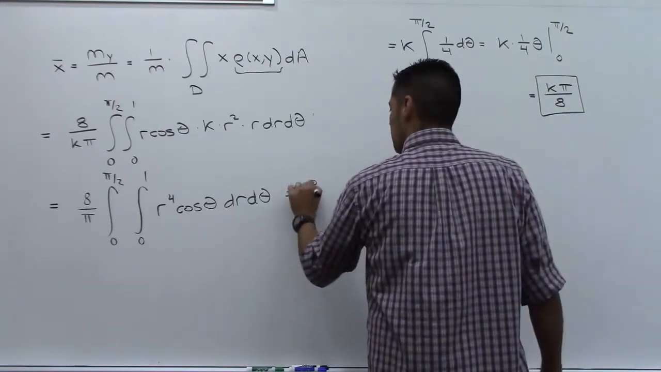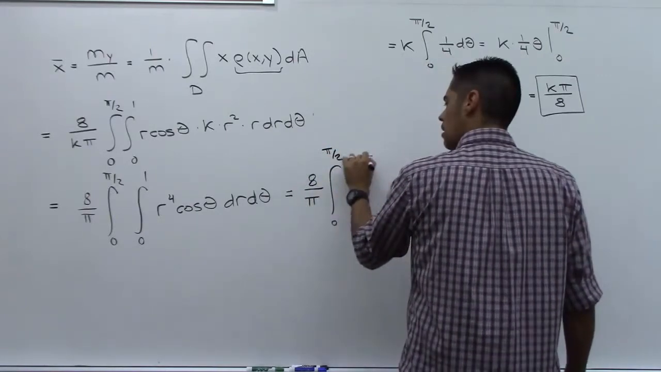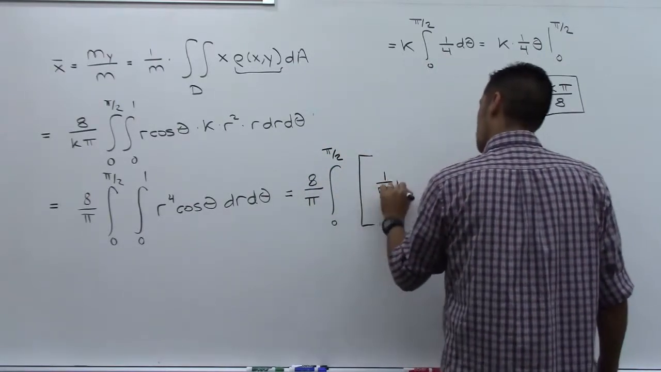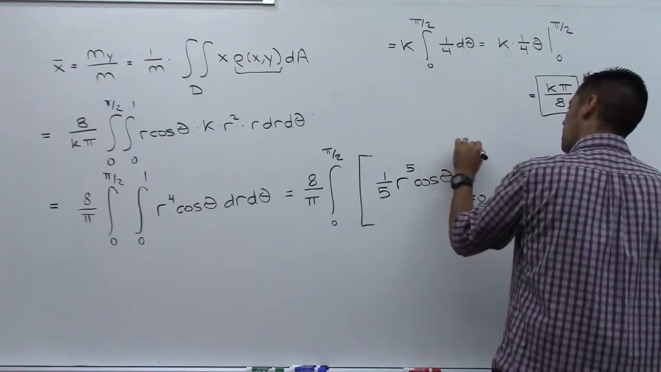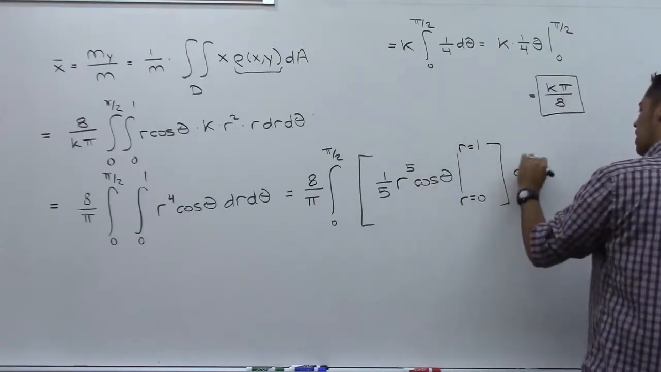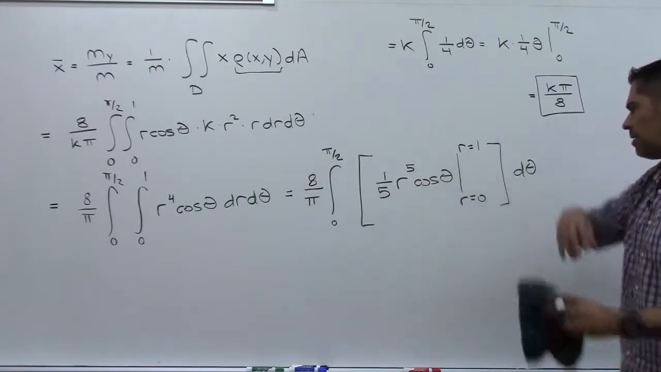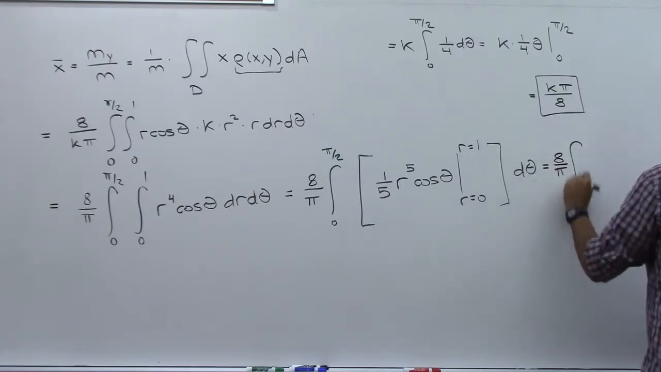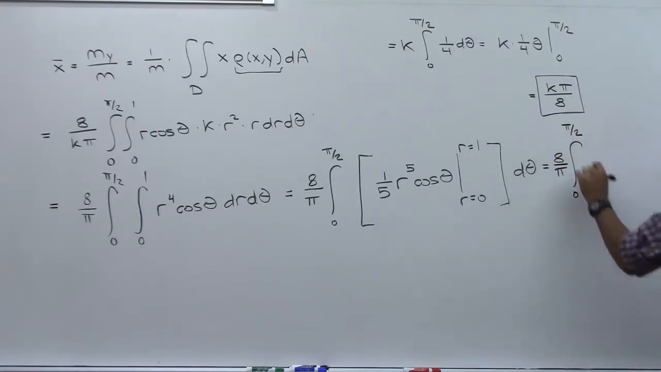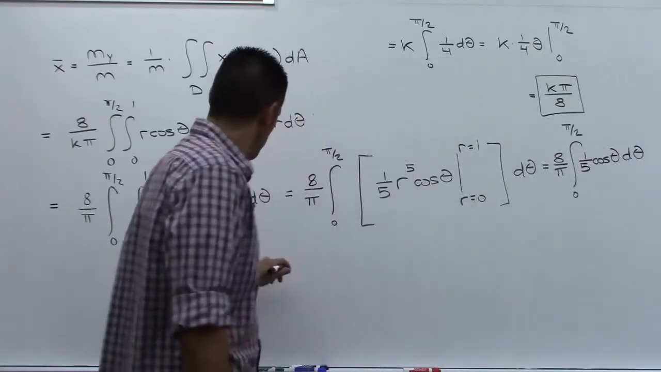Integrate the inside one with respect to r. So we're going to get 1/5 r to the 5th cosine theta evaluated from r equals 0 to 1. And then I'll integrate with respect to theta afterward. If I plug in 1, I get 1/5 cosine theta. If I plug in 0 for r, I get nothing. So this just becomes 8 over pi integral 0 to pi over 2 of 1/5 cosine theta d theta. And that should be easy enough to integrate.